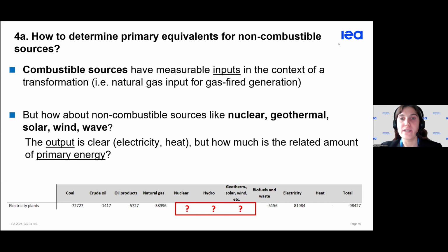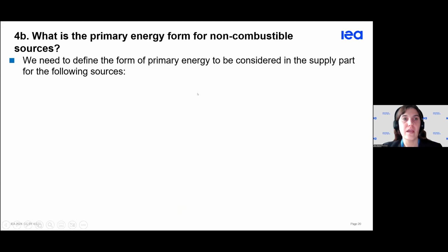But what do we do in the case of non-combustible sources like nuclear, geothermal, solar, wind, wave, and hydro? The output is clear. For instance, we know the electricity output from a hydroelectric plant, but how much is the related amount of primary energy? How do we express the input of this transformation process?